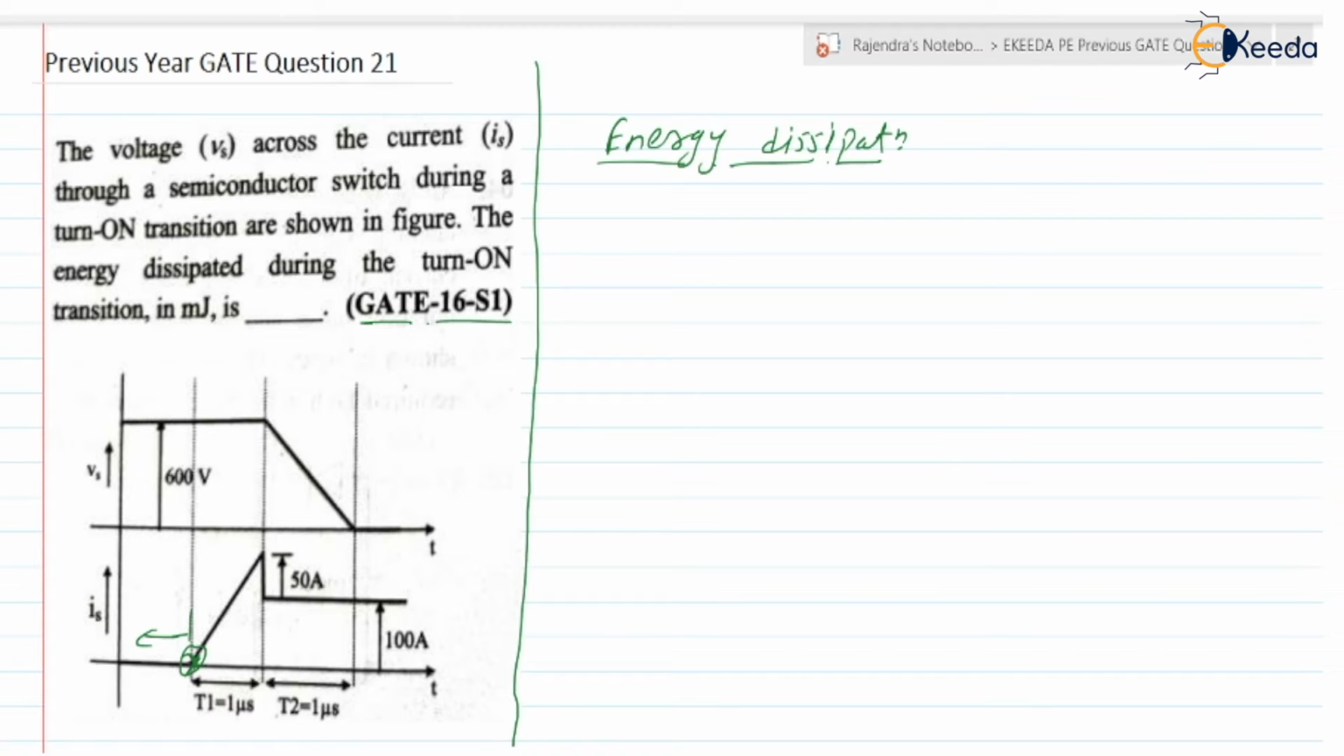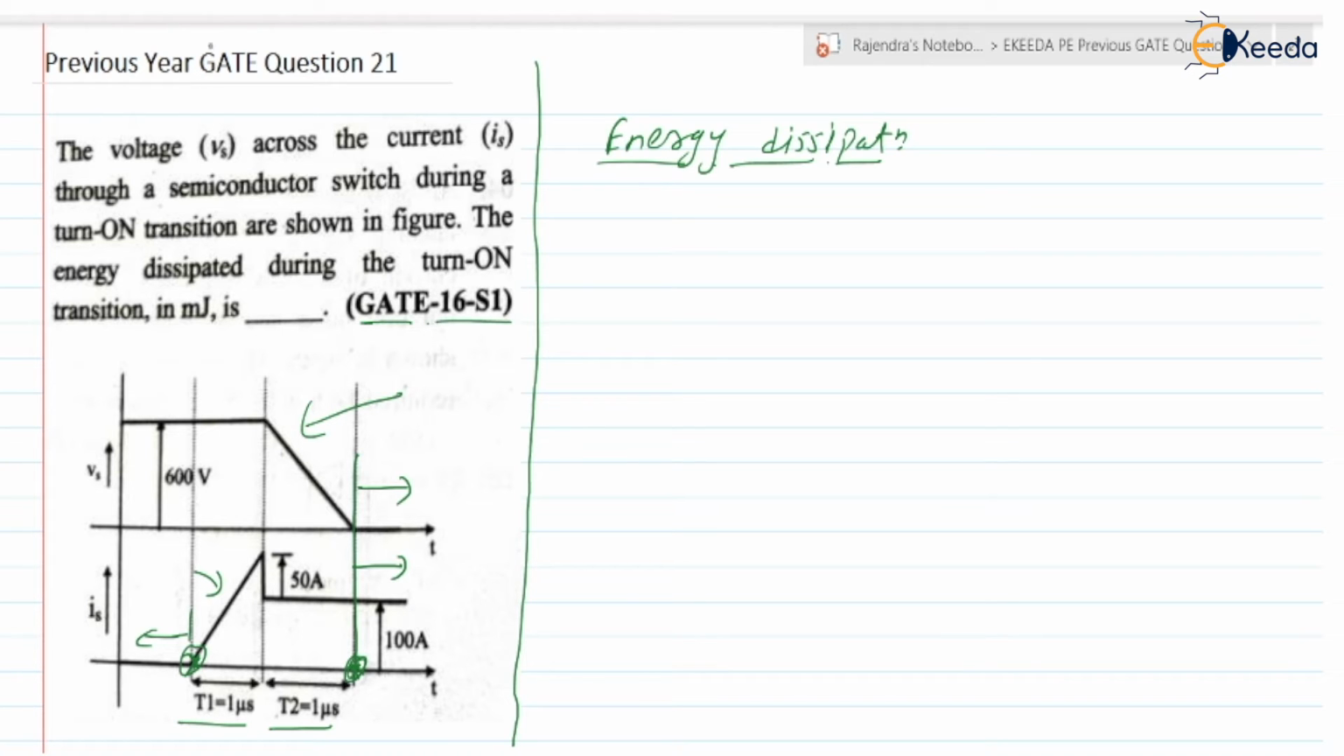Here, we consider t1 till t2, because after this instant, the voltage is 0 and the current is non-zero, so after this also the energy is 0. So we need to find the energy during t1 plus the energy during t2, only this much. This t1 plus t2 indicates the turn on transition. So we need to write the expression for this curve as well as the expression for this curve.